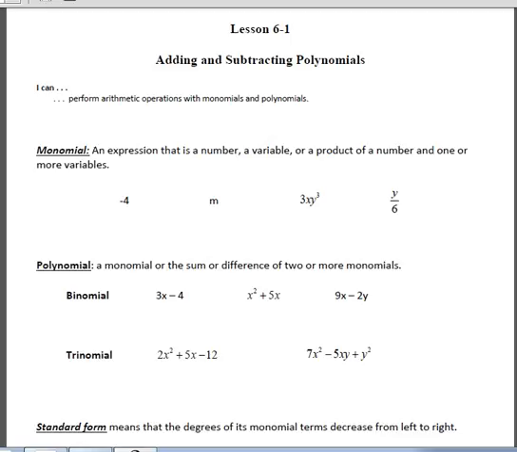Hello, welcome to the video notes for lesson 6-1. This lesson is about adding and subtracting polynomials. It begins on page 1 from your notes packet from your new unit, which is polynomials and factoring.